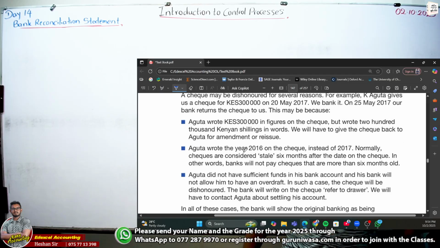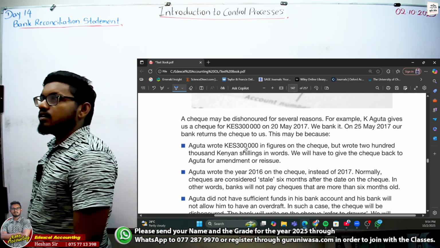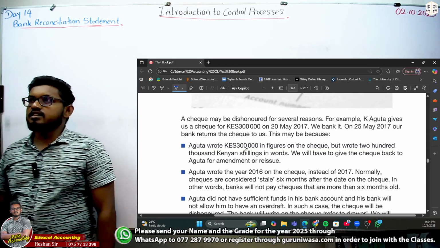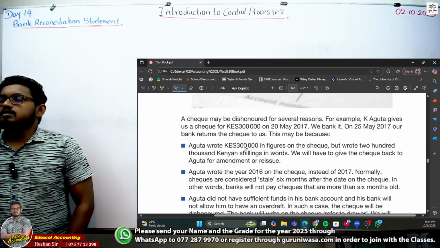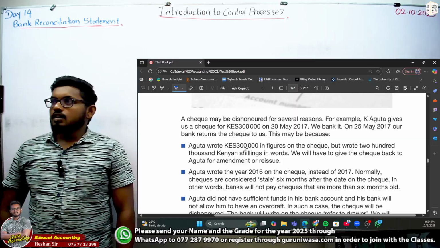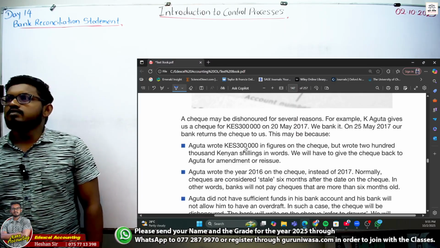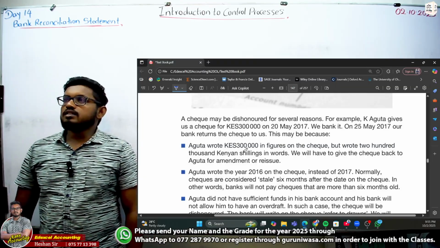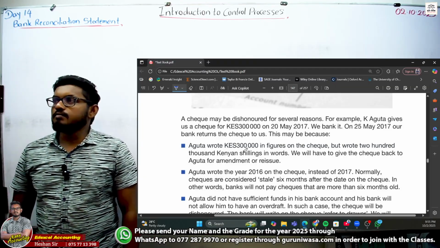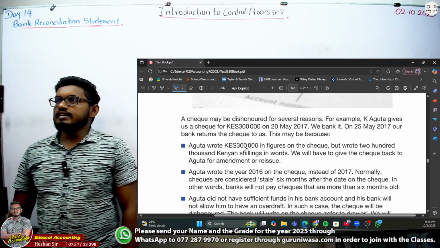Example, a check may be dishonored for several reasons. For an example, Auta gives a check for 300,000 on 20th May 2017. We bank it on 25th May 2017. Our bank returned the check to us. This may be because Auta wrote 300,000 in figures on the check but wrote 200,000 Kenya shillings in words.